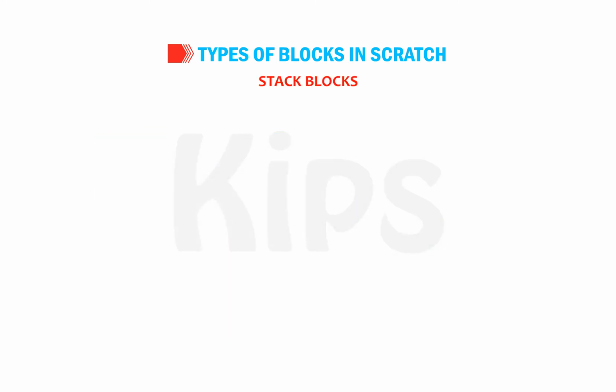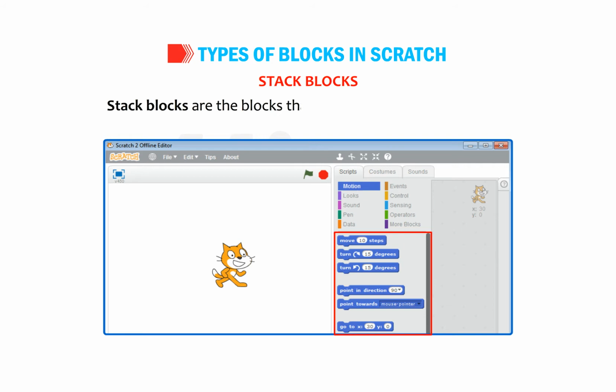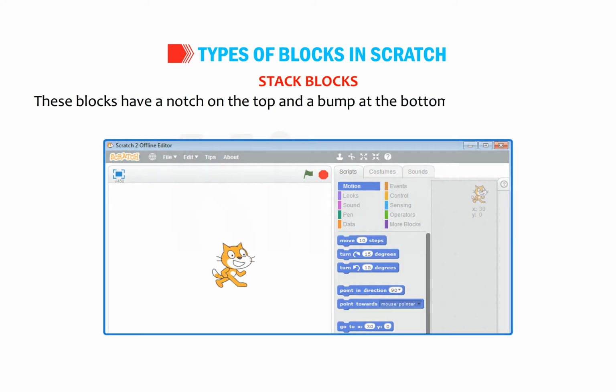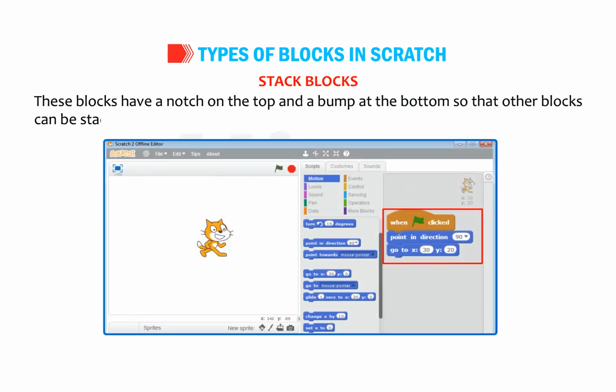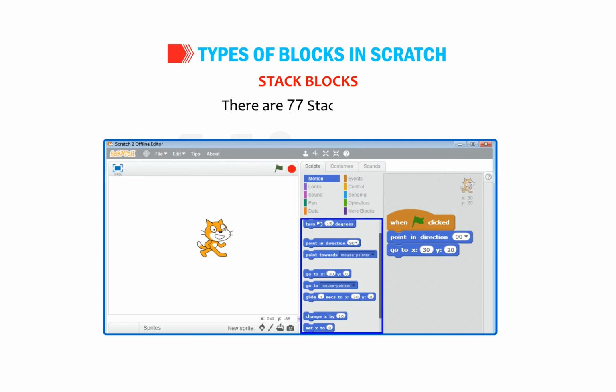Stack blocks. Stack blocks are the blocks that perform the main commands. These blocks have a notch on the top and a bump at the bottom so that other blocks can be stacked above and below them. There are 77 stack blocks. This is the most common block shape.